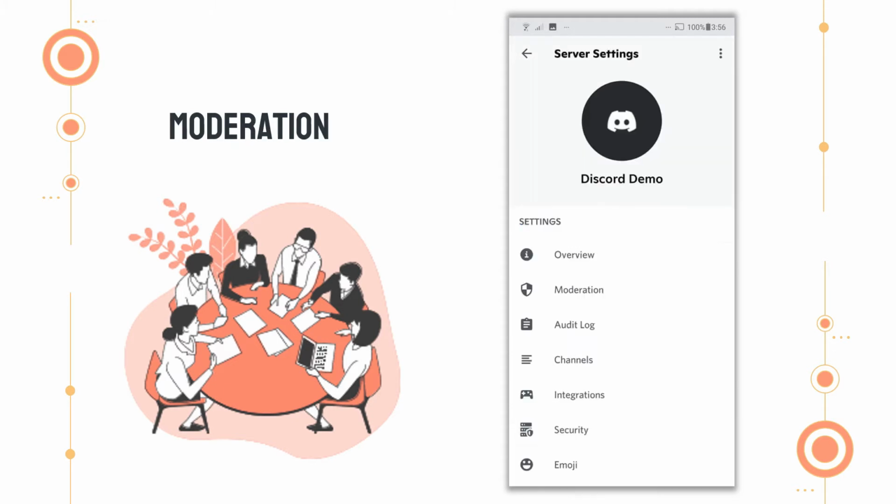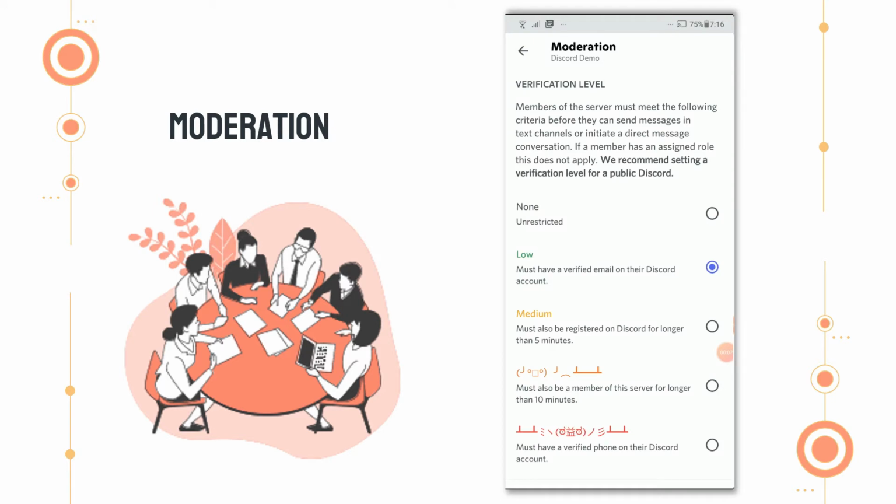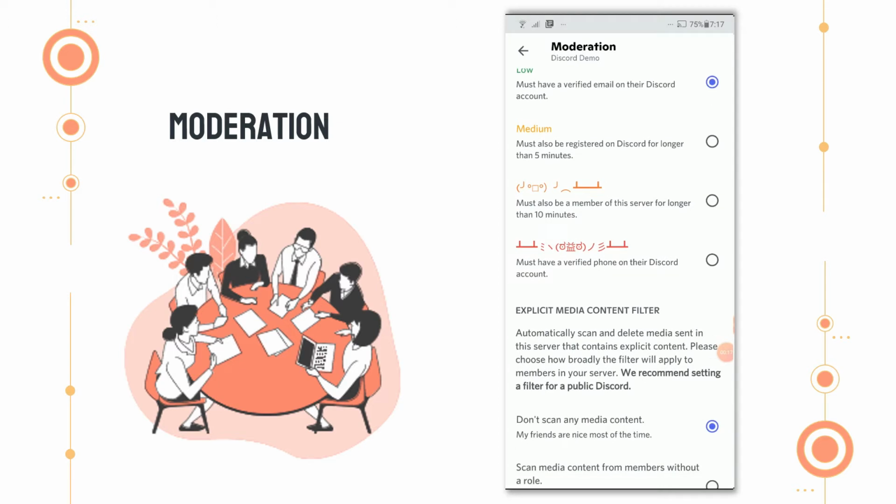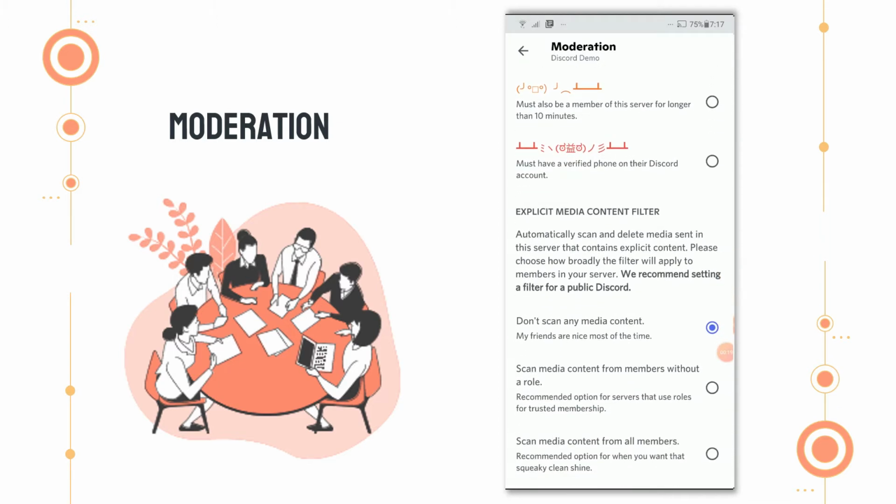Let's go back and see what's in the Moderation tab. To secure your server, make sure to at least choose Low so that all the users joining your server must have a verified email address. Scroll down. You'll see the settings about content filter. You can adjust this based on your preferences. Read all the descriptions, it will help you a lot.